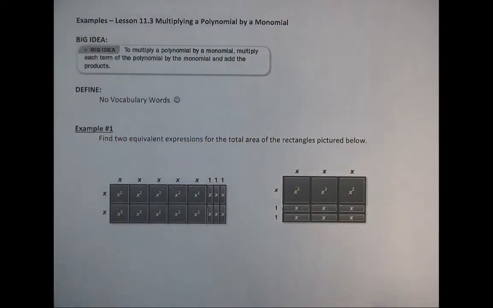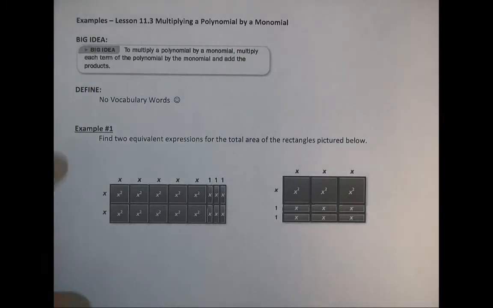All right, so the big idea: to multiply a polynomial by a monomial, you're going to multiply each term of the polynomial by the monomial and then add the products. Very mathy sentence right there, but this is actually very simple. This will be a quick lesson, and we will fly through it and feel good about it, promise.